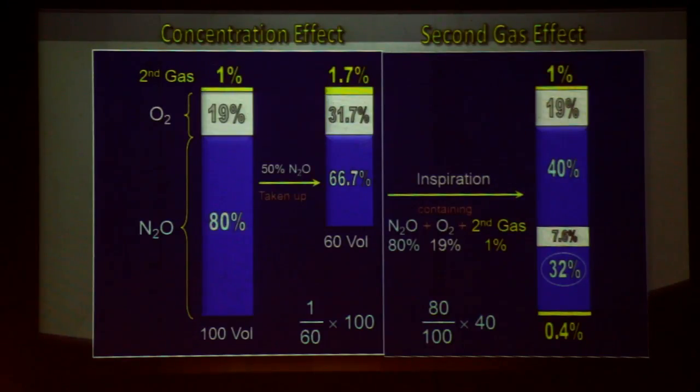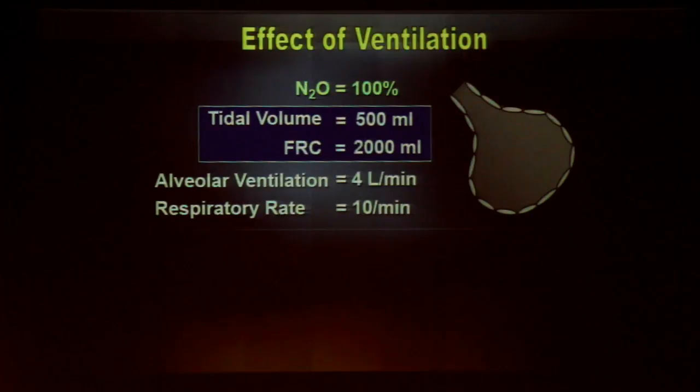Right? So this is what is called the second gas effect, and to an extent you will find that the concentration of your inhalational agent has finally gone up in the same volume which was existing here. It has gone up to almost 1.4%. Correct? Just because the nitrous oxide has diffused across. Correct? So this is the concentration effect, and this is the second gas effect.